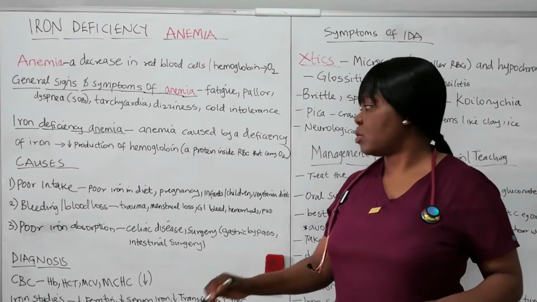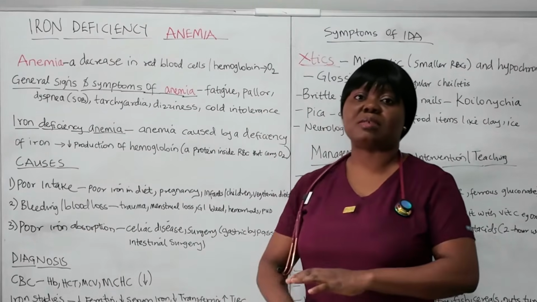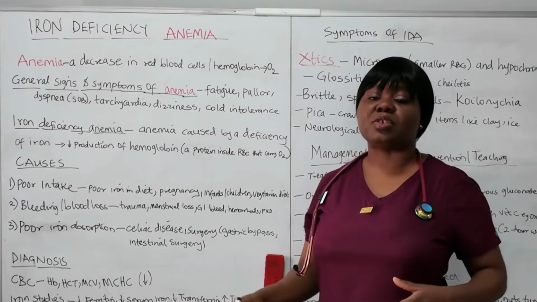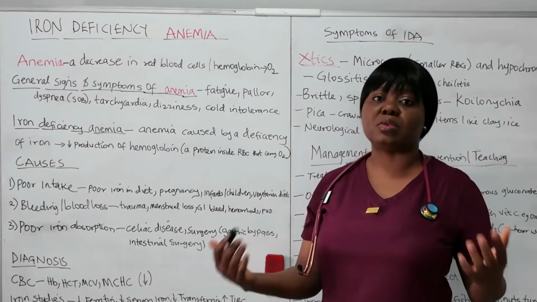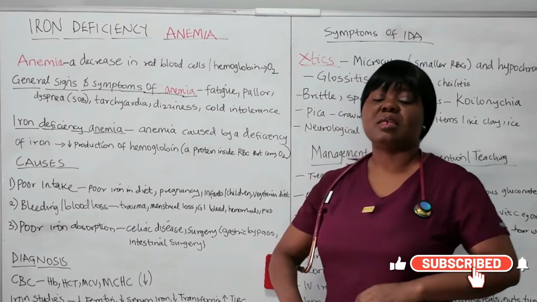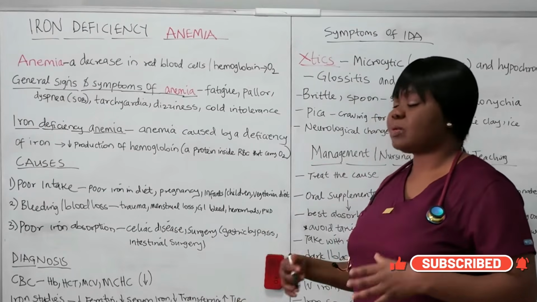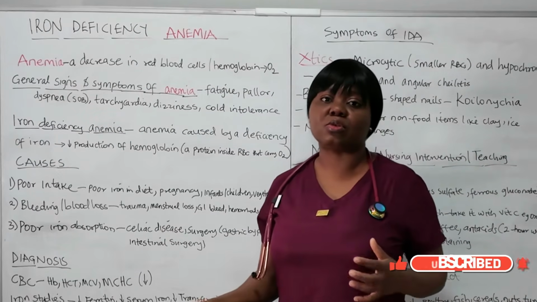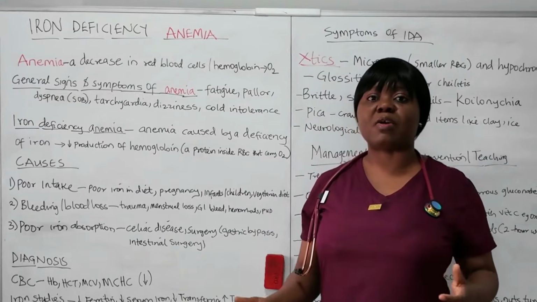Then we have the third broad cause, which is poor iron absorption, that's malabsorption of iron. This can happen in some conditions where the body is not able to properly utilize iron, or in some surgical procedures. Some conditions like celiac disease, and surgical procedures like gastric bypass or intestinal surgery, any of those surgeries can affect the absorption of iron.